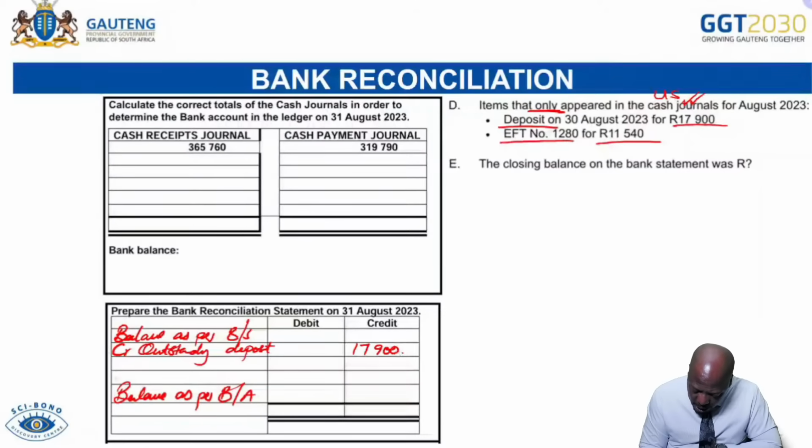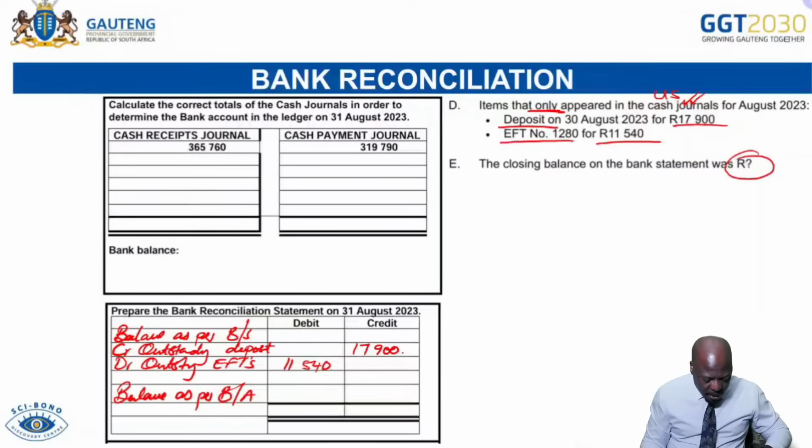And the next one is EFT for 1150. So I come here, and what do I do? I debit outstanding EFTs. Debit outstanding EFTs, that is for 11,540. And then the next one is saying get the balance of the bank statement. Let's see more information as we go.